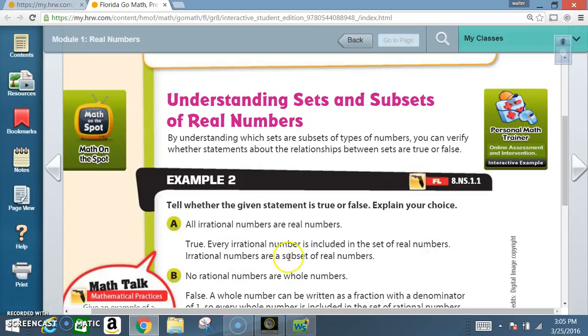Irrational numbers are a subset of real numbers. Don't forget, real numbers can be rational or irrational. Refer back to your chart. So therefore, all irrational numbers are real numbers.